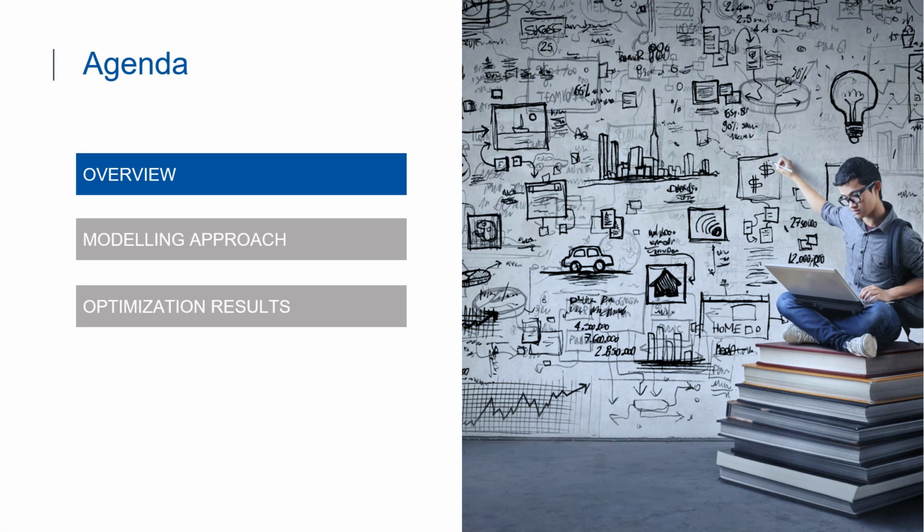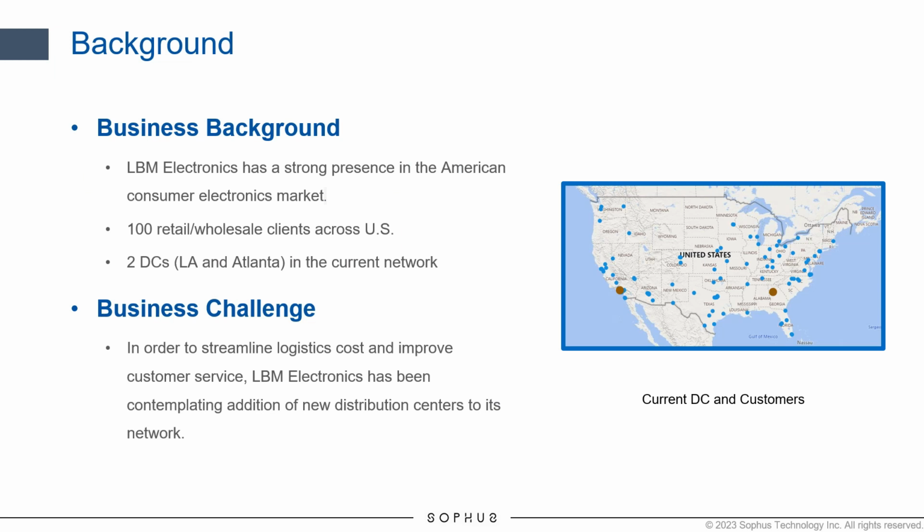LBM Electronics is a leading company with a strong presence in the U.S. consumer electronics market. It has 100 customers all over the U.S., and it also has 2 distribution centers in the U.S. right now, one in L.A. and another one in Atlanta. Here's the business challenge. In order to streamline logistics cost and improve customer service, LBM Electronics has been contemplating addition of new distribution centers to its network.